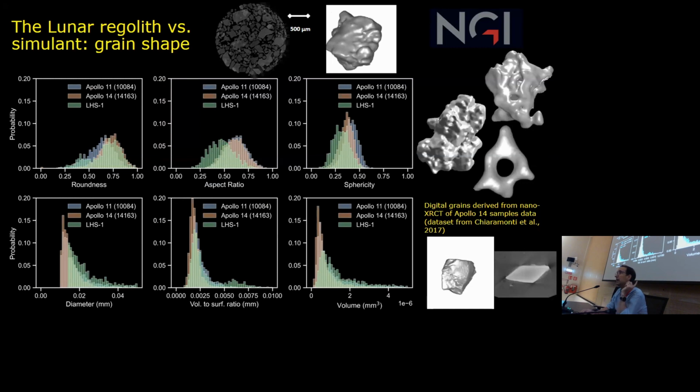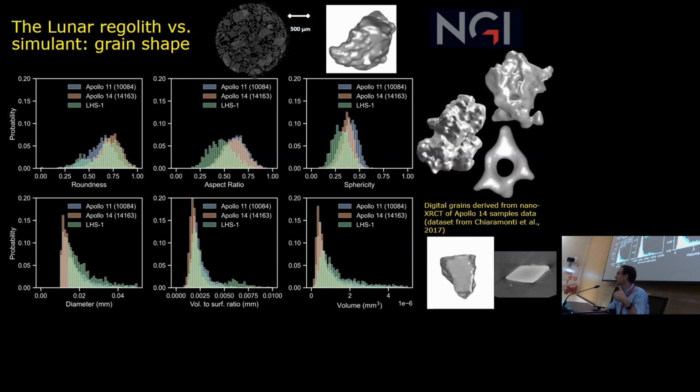Because we can analyze all the shapes with these digital grains, it allows us to do some very interesting characterization. On the bottom, you see histograms of LHS-1 compared to Apollo 11 and Apollo 14 samples that we got from our collaborators at NIST. It's showing you size properties: diameter, volume to surface ratio, and volume. We match those very well with the simulants. On top, you see grain shapes: roundness, aspect ratio, and sphericity. Those we actually don't match so well.